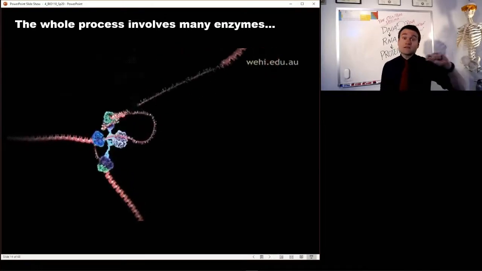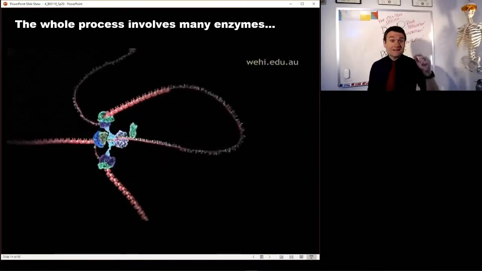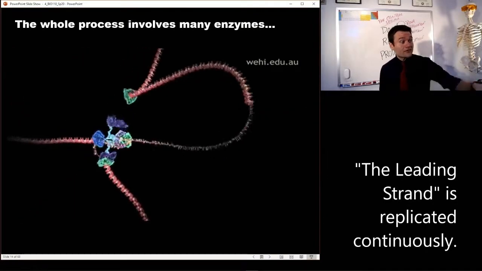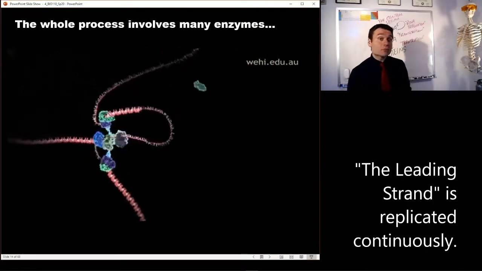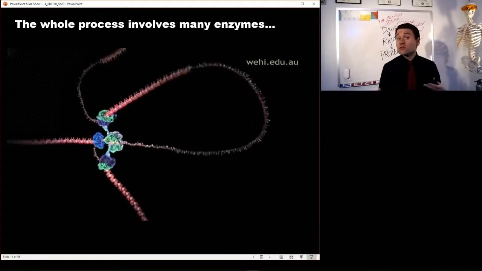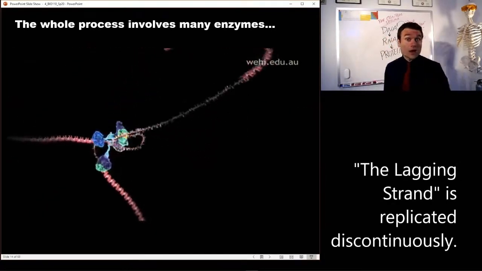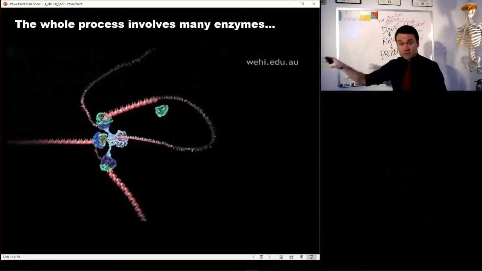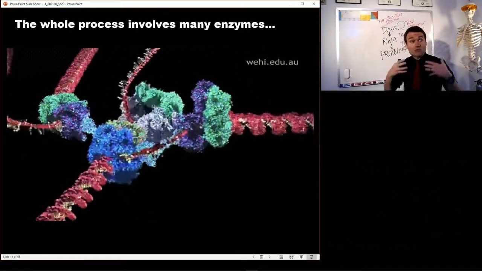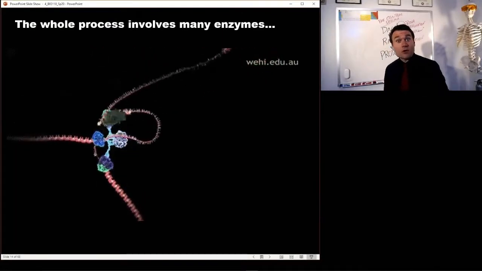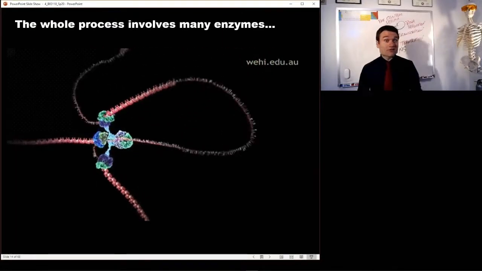These two strands of DNA, the one that's being replicated continuously is called the leading strand, and the one that has to be folded back in these hairpin loops on a constant basis is referred to as the lagging strand, and we'll talk about each one of those by themselves. But I love this animation because this really gives you an idea of how rapidly DNA replication proceeds and how many different enzymes are involved and how complicated the process really is.